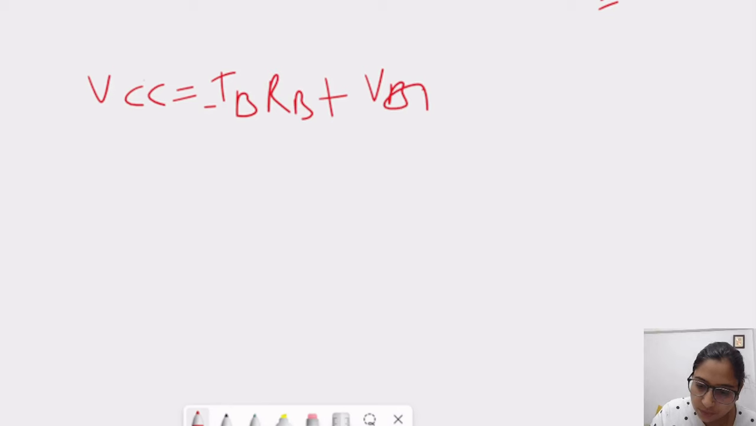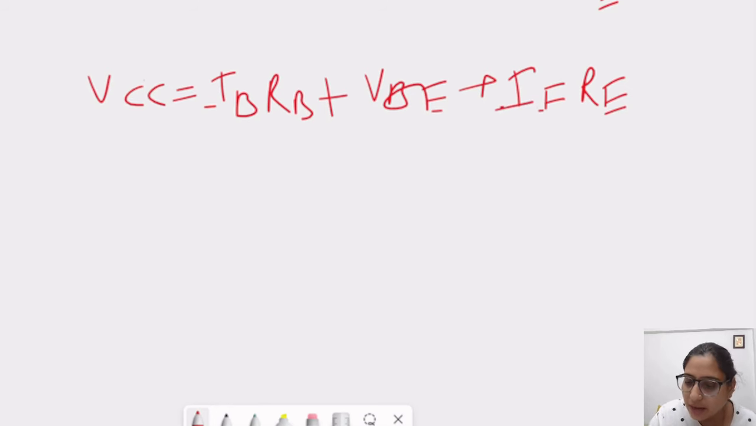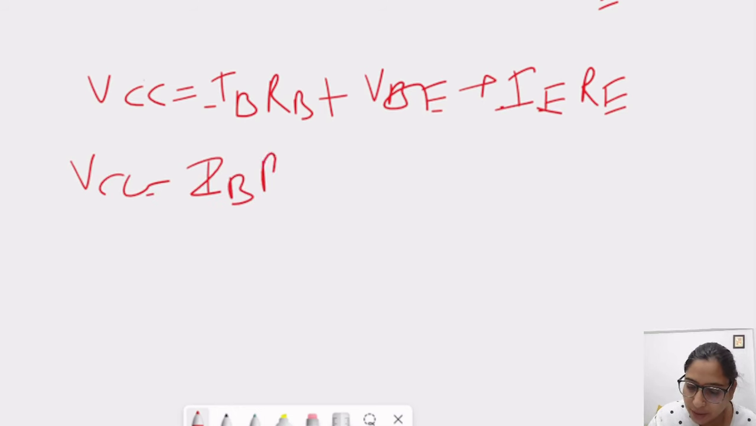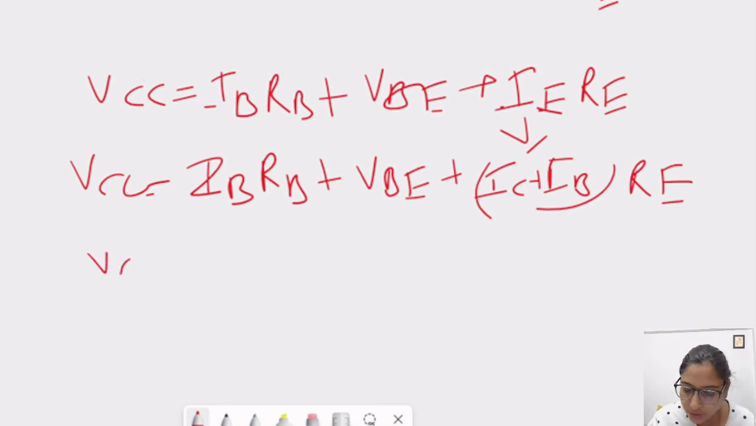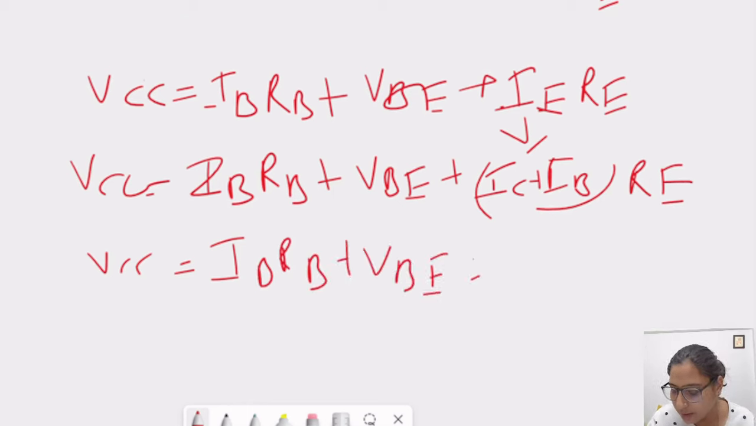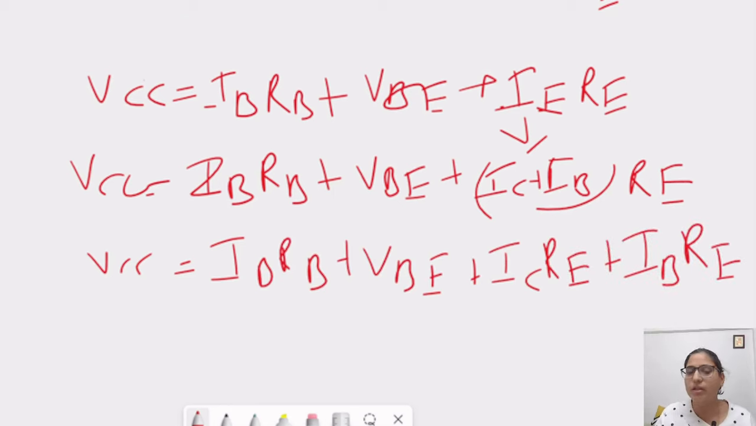So again I am writing the equation. VCC is IBRB plus VBE plus IERE. IE is the addition of base current and collector current, so we can replace it by IB plus IC. So IBRB plus VBE plus IC plus IB into RE. Now if you further solve, the equation becomes VCC equal to IBRB plus VBE plus ICRE plus IBRE. So this is the equation we will get.